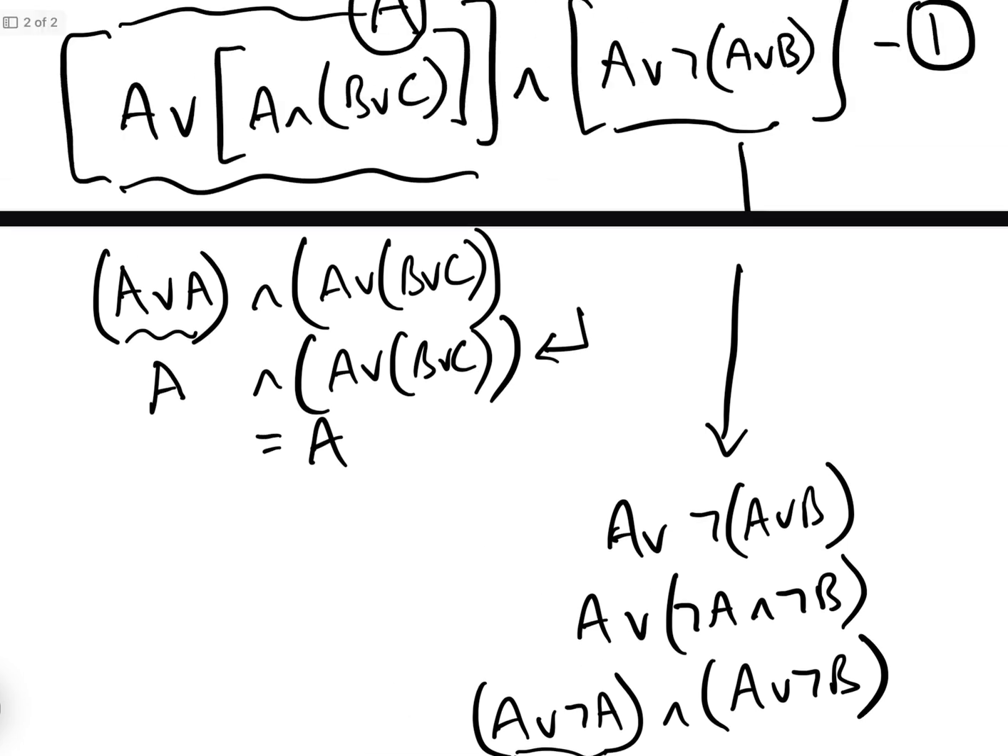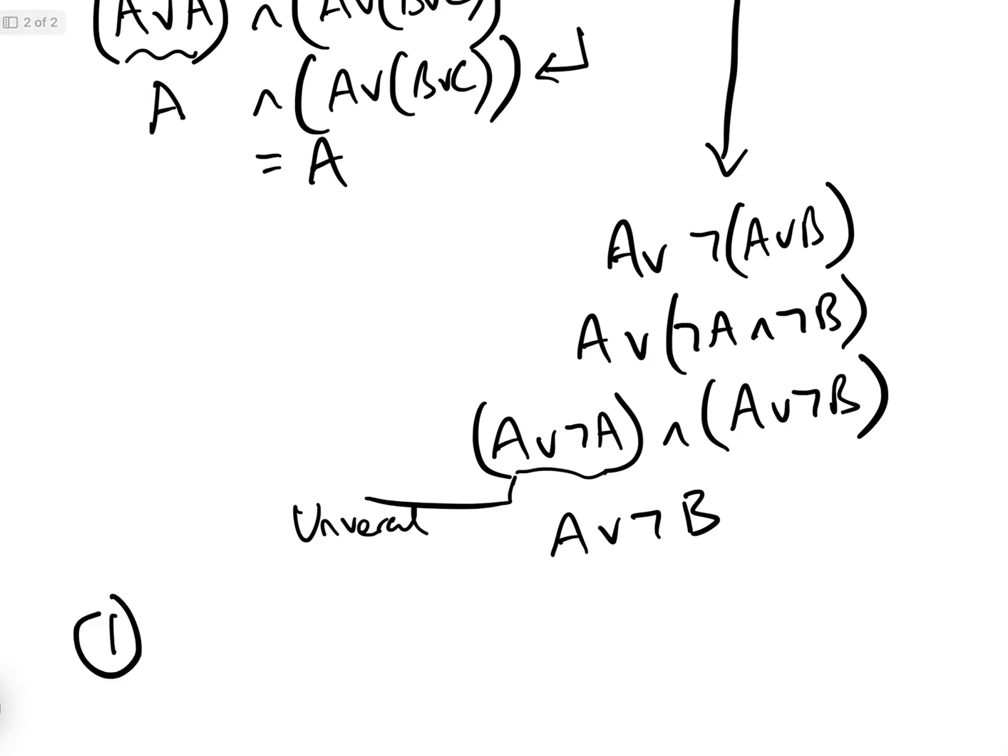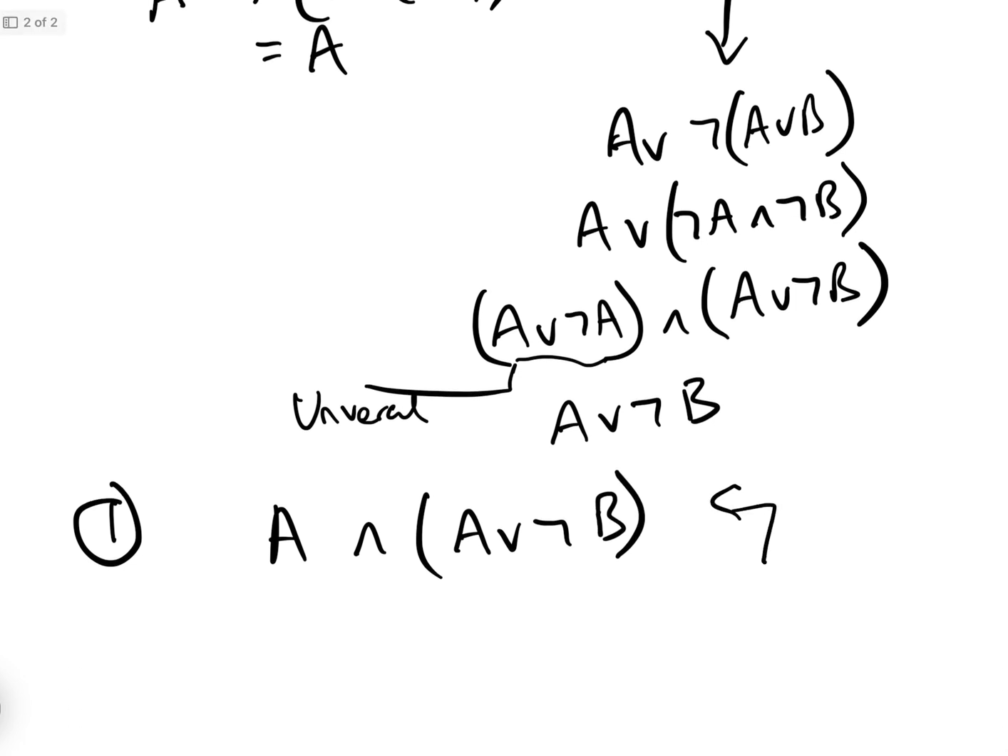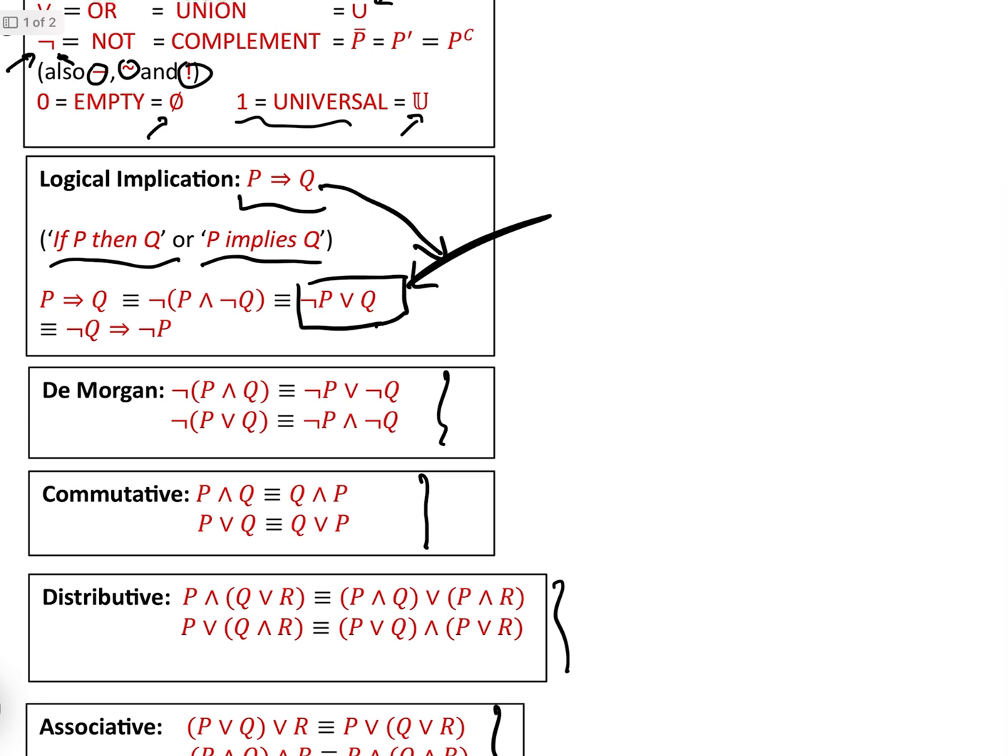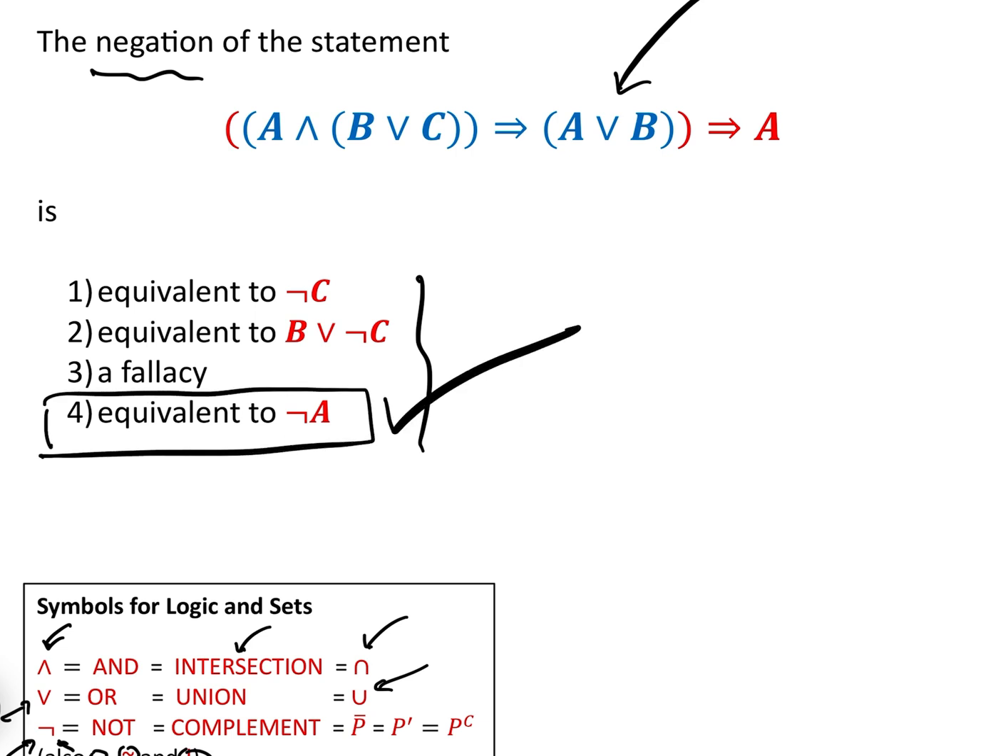And that leaves us, from equation 1, this is 1 just rewritten, A and (A or not B). Now using absorption again here, that is basically just A. But the question itself asks us, rather dastardly, for the negation. So the negation of A is not A, and therefore clearly the answer is not A.